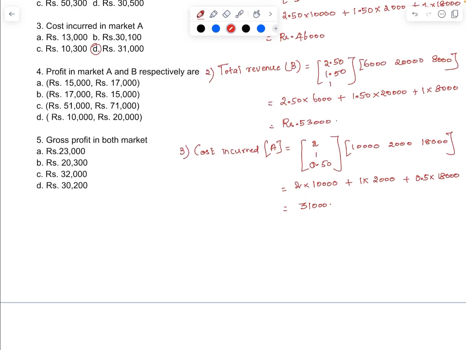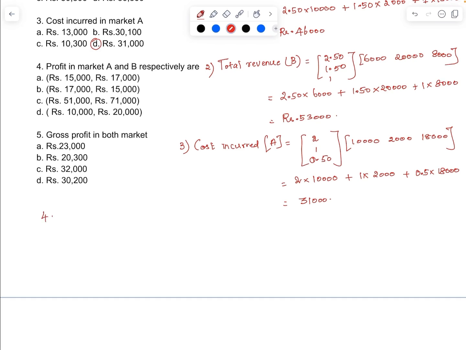Question number 4. Profit in market A and B respectively are. Profit in market A is equal to selling price minus the cost price. Selling price for market A is 46,000 minus the cost price is 31,000, which gives us 15,000. Out of the given answers, only A is suitable as it is 15,000 for A.